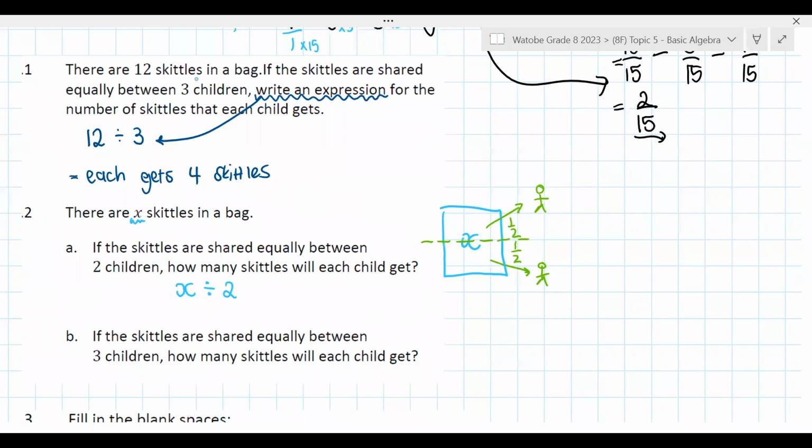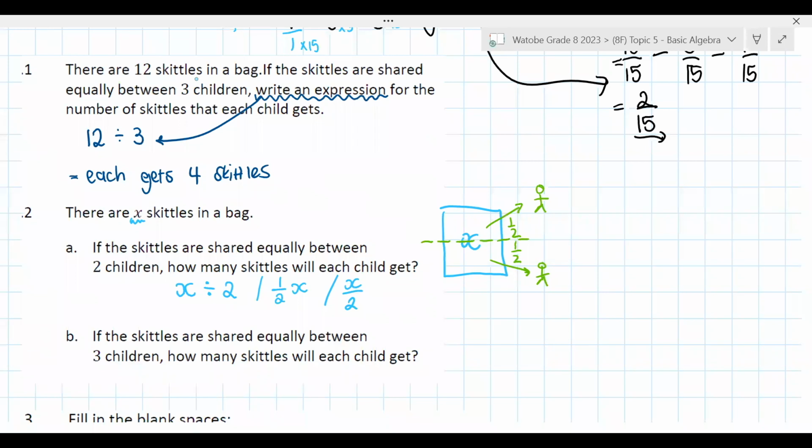There are many different ways that we can write the division, just so that we all understand. We can write it with a division sign. We could write this as a fraction, so we could say half of X, or we could write this as X over 2. All of those things mean exactly the same thing. They are all saying that I am taking my bag of Skittles and dividing it between 2 children.